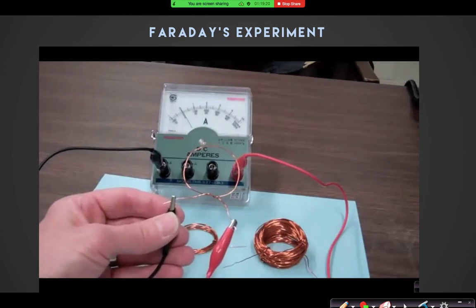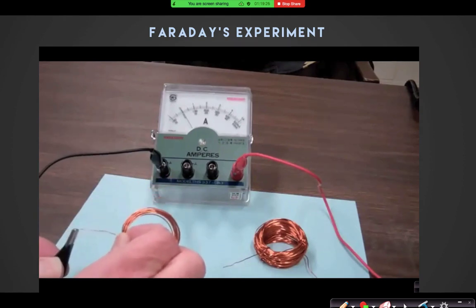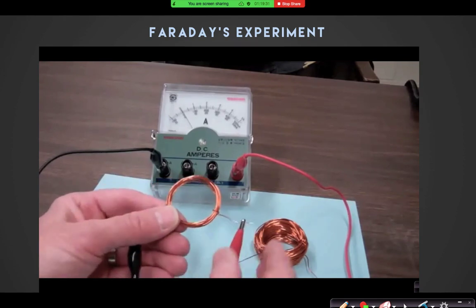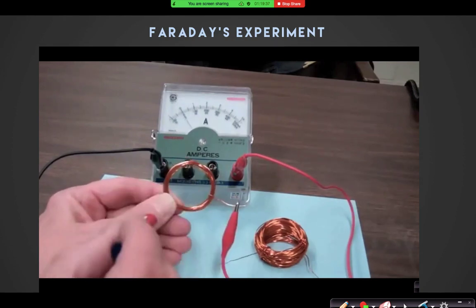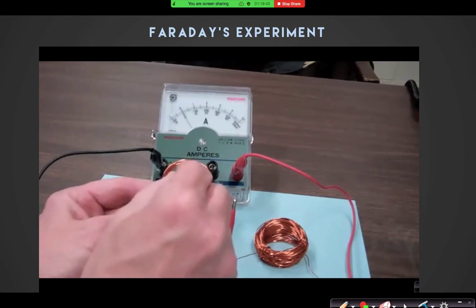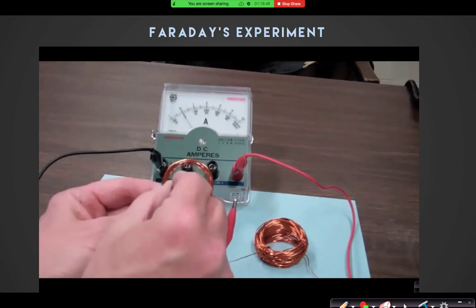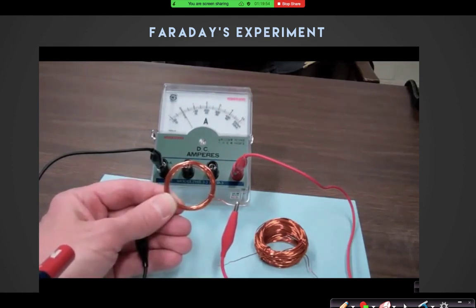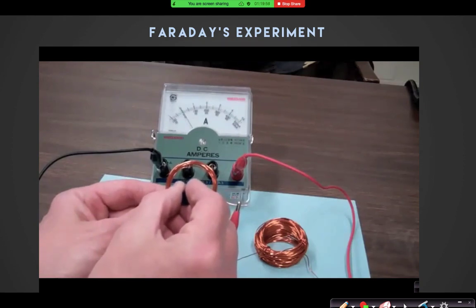Okay, so now let me connect the 10 loop coil, and I'm going to do the same thing, moving the bar magnet in and out of the coil. Now you can see more movement of the needle. If I go very slowly, you see just a little bit of a deflection, and if I go quickly, you see a greater amount of deflection. As the magnet is going in, the needle deflects to the right, and as I pull the magnet out, it deflects to the left. But when the magnet isn't moving, there's no deflection, indicating no current flowing.